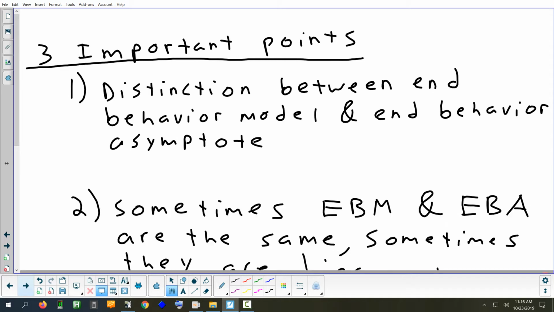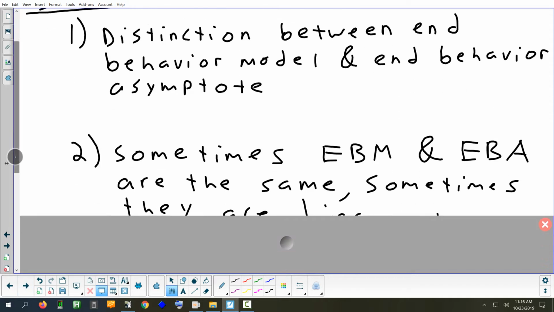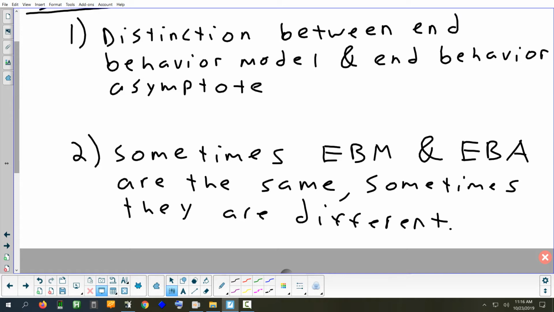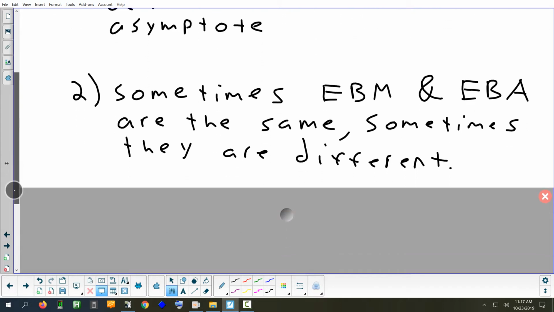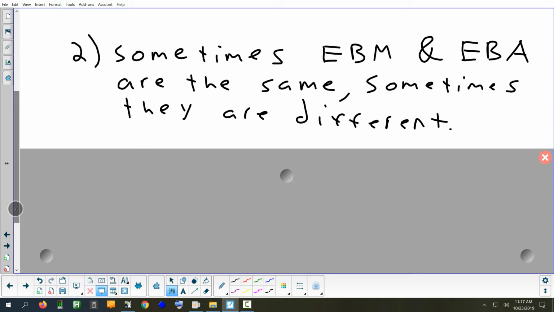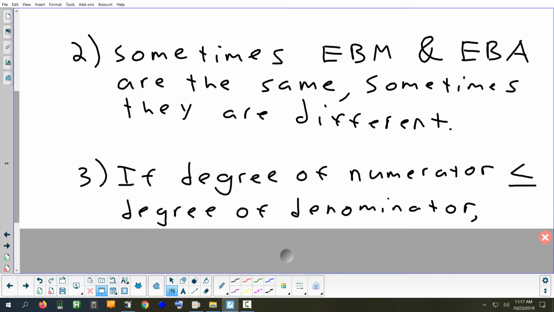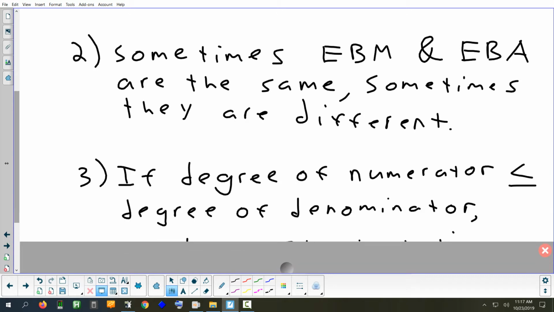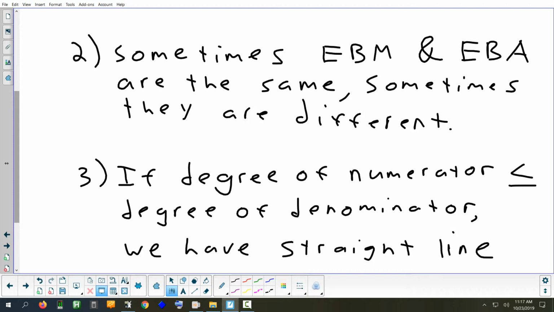Sometimes the EBM and the EBA could come out the same. Depends on the problem. Sometimes they could come out different. Okay, so sometimes they're the same, sometimes they're different. So, in all the problems we did yesterday, the degree of the numerator was always less than or equal to the degree of the denominator. We always had straight line asymptotes. Sometimes they were vertical, sometimes they were horizontal. We had both, but they were always straight lines.